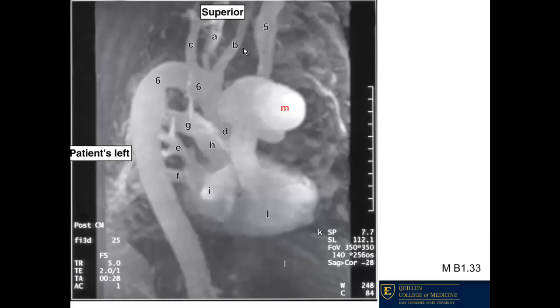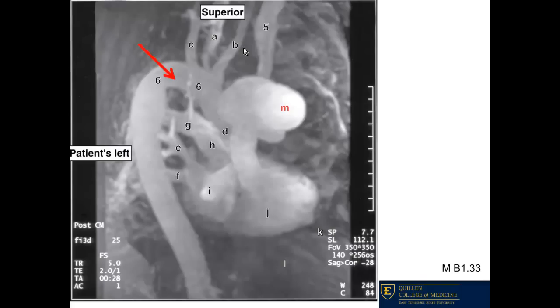So here in this image, let's see if we can locate some of the structures we've discussed up to this point. We need to start by orienting ourselves. This is a posterior coronal view. It's a CT that's been reconstructed, and the patient's been given IV contrast. So all the vessels are going to light up white here. Anything with blood in it lights up white.